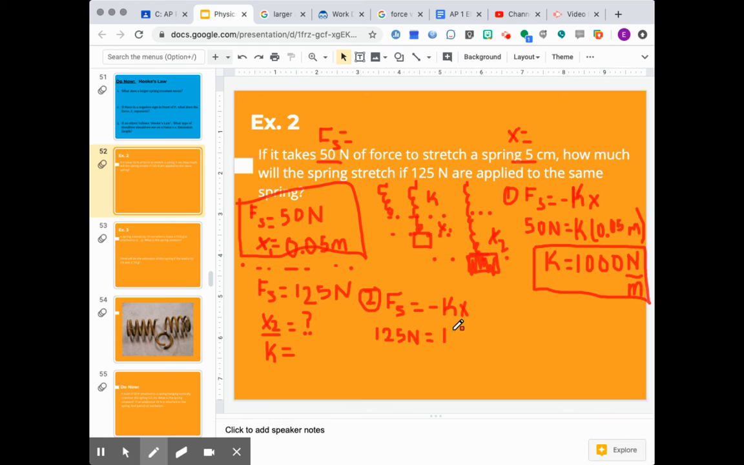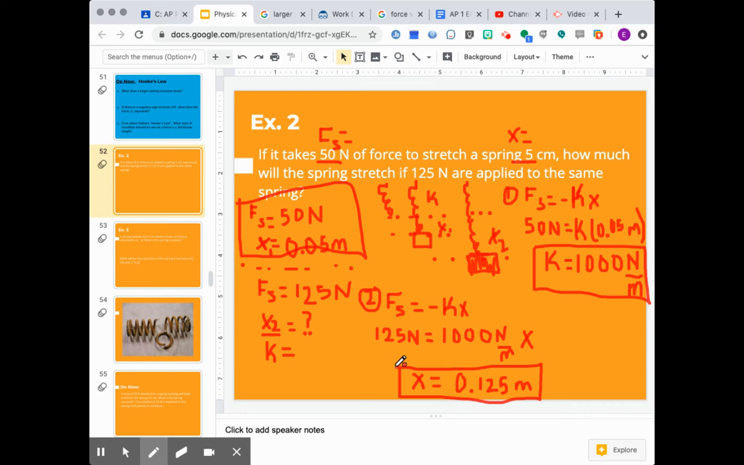Set it equal to 1,000 newtons per meter times X, and we'll need to solve for X. So we divide both sides by 1,000, and we find that X is 0.125 meters, meaning 12.5 centimeters. So if you think about that, you need to apply 125 newtons of force to get 12 centimeters of stretch. So that means that this K value is very large. It's going to require a very large force to cause a significant amount of stretch.